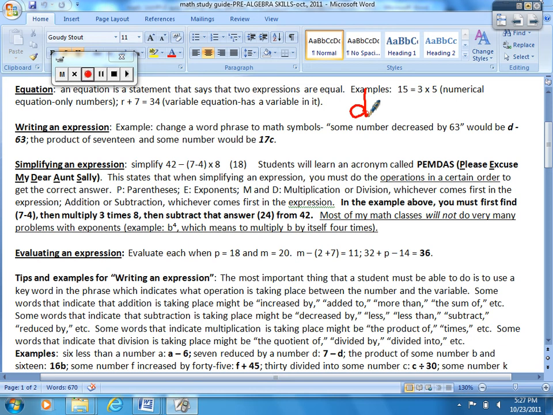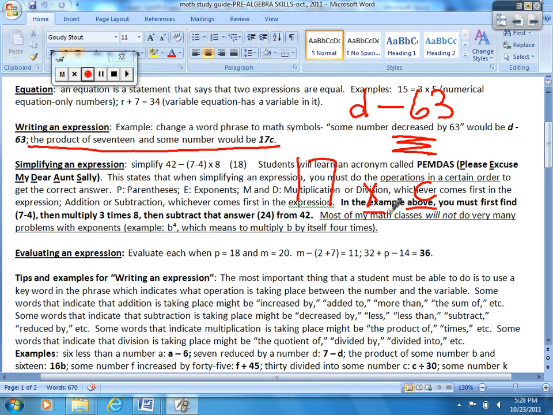Well, decreased means that something is going to be subtracted from something. So I need to decrease D by 63. So very simply, I'm going to take 63 away from D. The product of 17 and some number. All right. As I indicated earlier, you'll never see this because it's very awkward. It looks like you've got two variables. All right, but product means the answer to a multiplication problem, so it would be 17C.